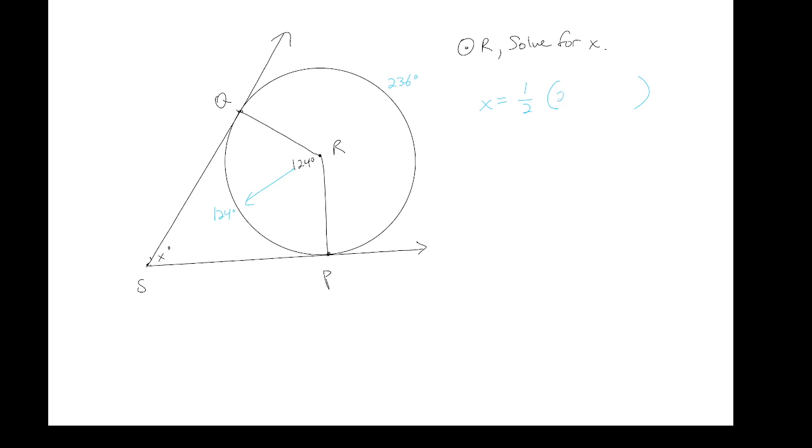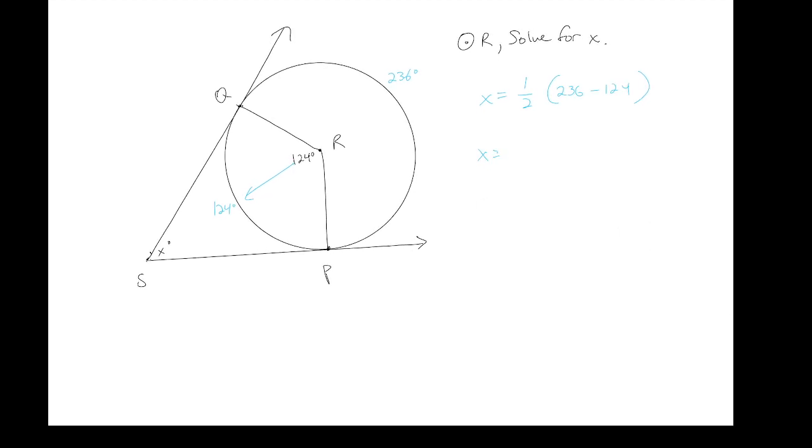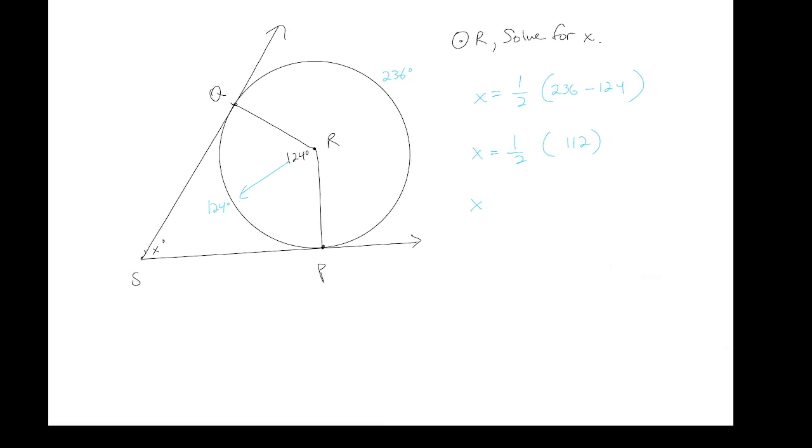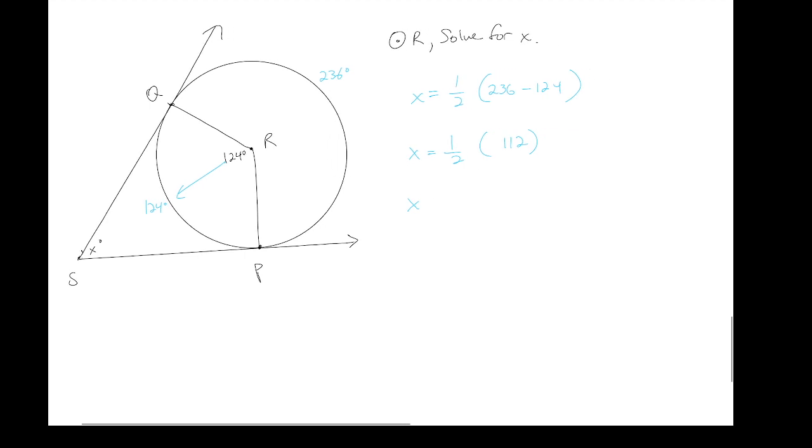So now we have all the numbers we need to work with. 236 minus 124. X is equal to, let's keep evaluating, 1/2 of 236 minus 124, which is 112. So x is 56 degrees.